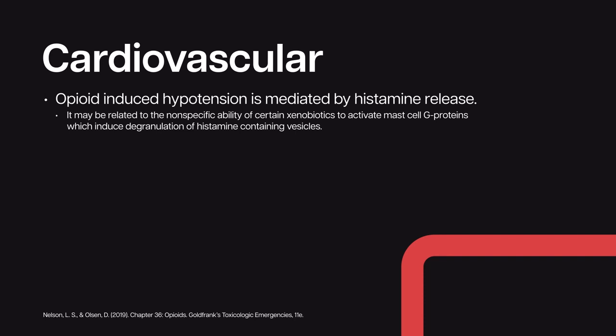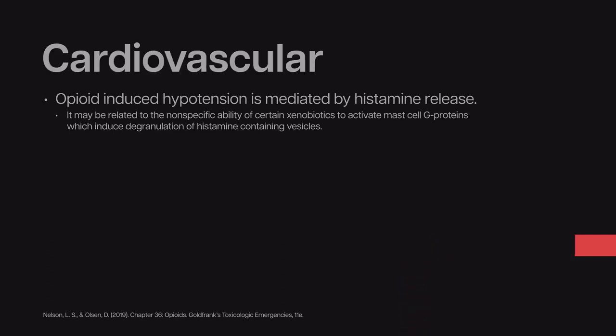However, this release does not appear to occur through direct interaction with the opioid receptor. It is thought that it might be related to a nonspecific ability of a certain xenobiotic's potential to activate mast cell G proteins, which induces degranulation of histamine-containing vesicles. One study observing the effect 4 different opioids had on 60 healthy individuals found that meperidine produced the most hypotension and elevated serum histamine concentrations, while fentanyl produced the least.